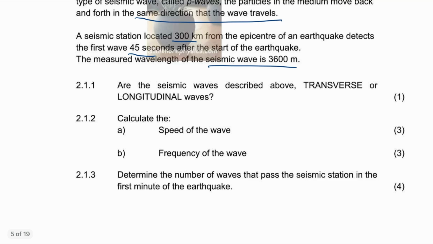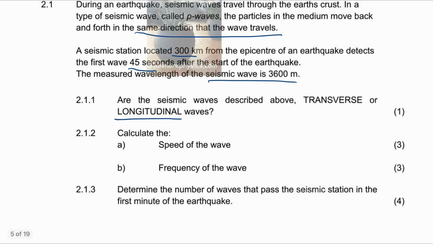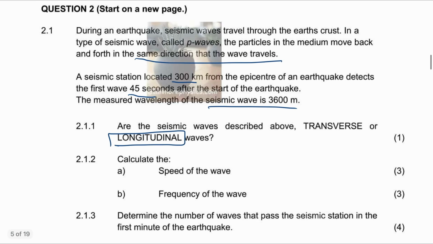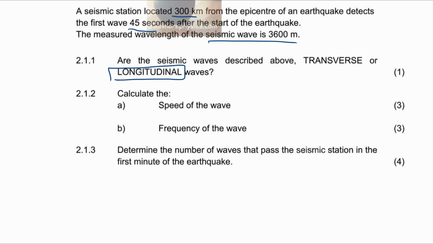Question 2.1.1. Are seismic waves described as transverse or longitudinal waves? So they are going to be called longitudinal waves. That's because they tell us that they move in the same direction as the wave, so parallel.